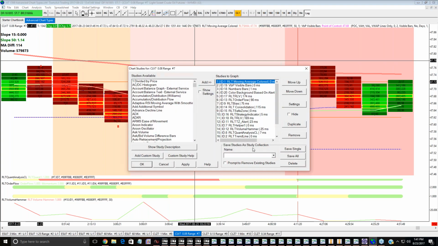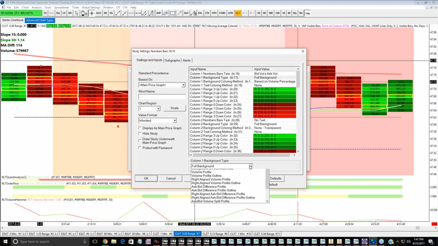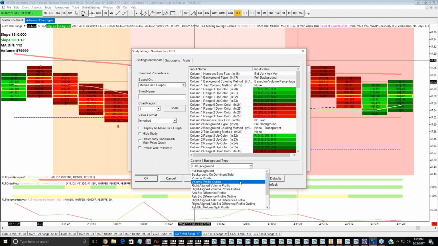If you go to studies, and I've looked at this, and you go back to the Numbers Bars, and you go back to settings, there's no setting that allows you, with this background type, to get a wick. None. These all obliterate the wick. Doesn't matter whether it's right aligned, left aligned, bid-ask difference, doesn't matter. We're never going to see a wick. And this determines the configuration of the candle we're looking at.